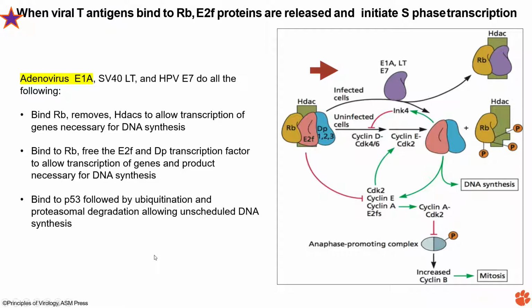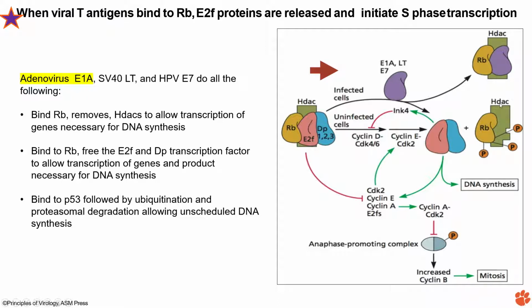And what we are looking at here is that we can ask which of the following are used by, for example, E1A, which is the T antigen, SV40LT, that's a T antigen, or HPV-E7. What is the mechanism by which it can arrest, or which of the following is not a process to arrest the cell cycle? So here, in the specific detail of what these proteins do, I just mentioned adenovirus, but all of them do the same thing. They bind to the RB, and basically they remove the HDACs to allow the transcription of the genes necessary for the DNA synthesis.